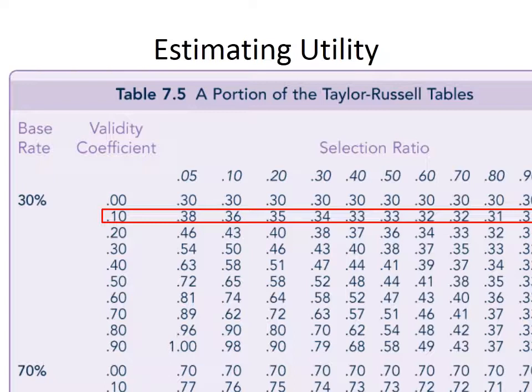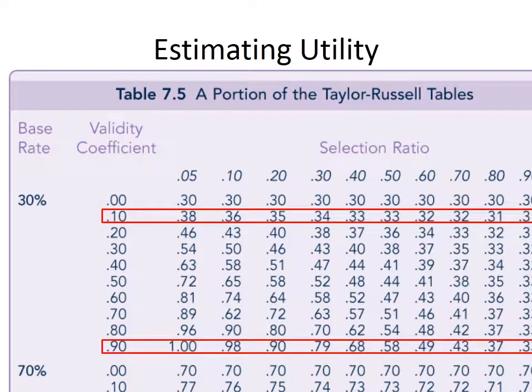So just again, looking at this, we can see that as you add even a little bit of validity in your prediction, the better your selection ratio, you're almost immediately starting to see gains. And as we go up to much higher validity, we're also seeing much more utility.